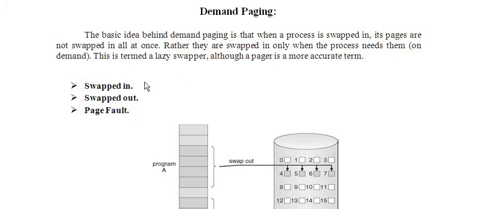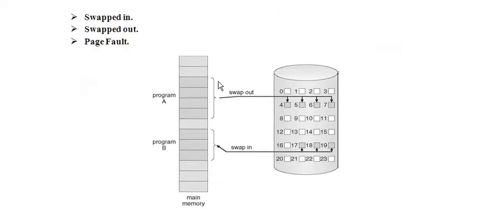So we should know the meaning of these three terms when we are addressing demand paging. One is swapped in. We can see here there is a main memory and there is a secondary memory. Swapped in means information from secondary memory will be brought into the main memory for execution purposes. That means the information which has been asked by my CPU will be brought in from secondary memory to the main memory, and from here it will be accessed by the process. This process is called swapped in.